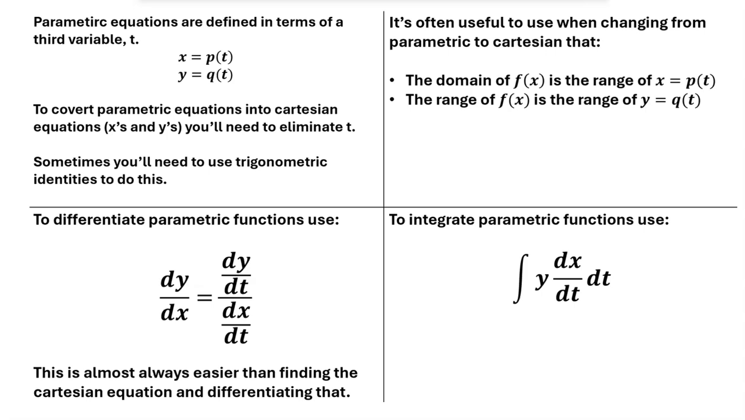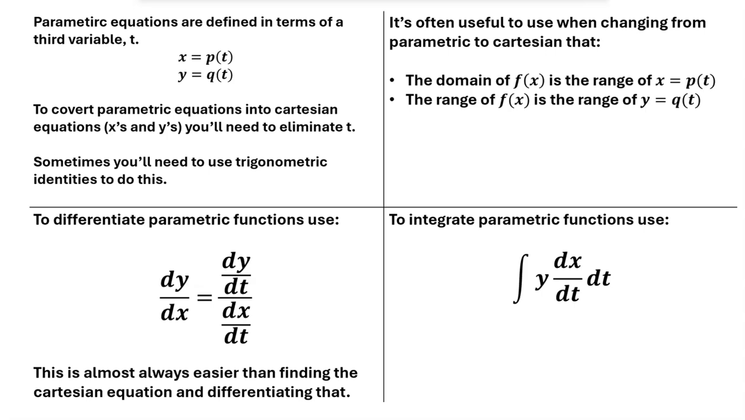And then finally, you may get asked to integrate parametric equations. So what we can do is a little trick: normally if we're integrating, we've got our function y in terms of x, and we're integrating with respect to x. So we just have the integral of y and integrate that with respect to x. But what we could do is multiply by dt over dt, which is basically like multiplying by 1.